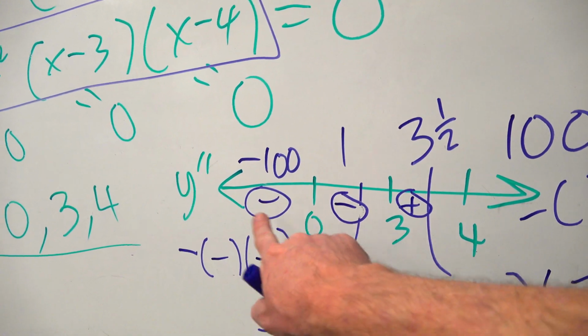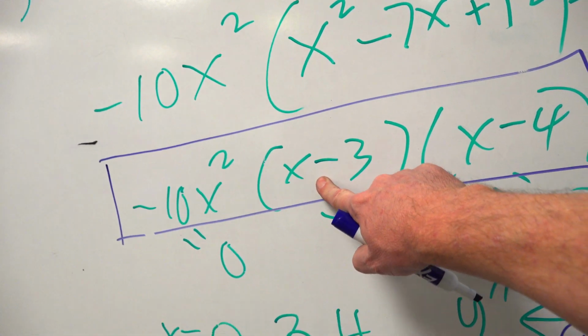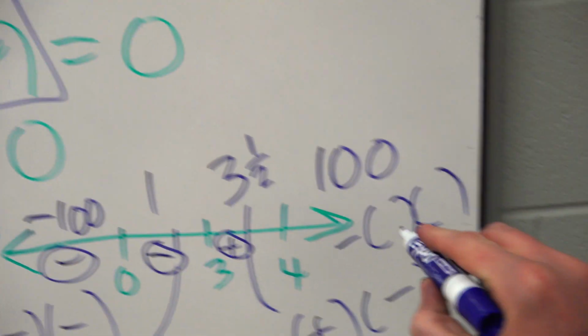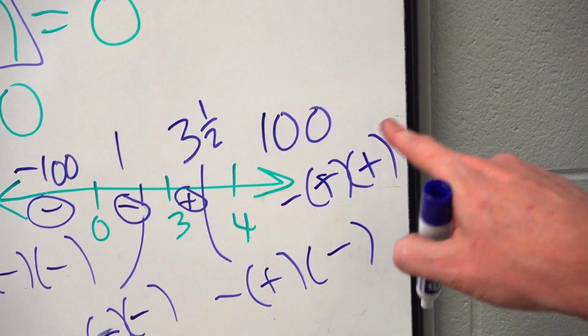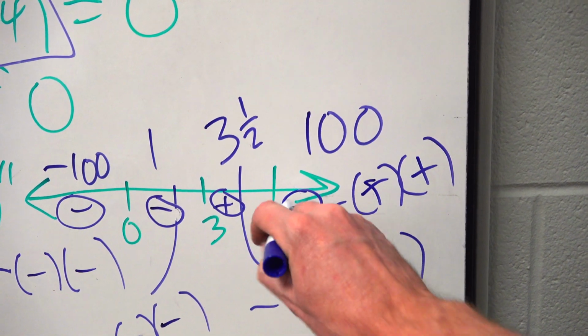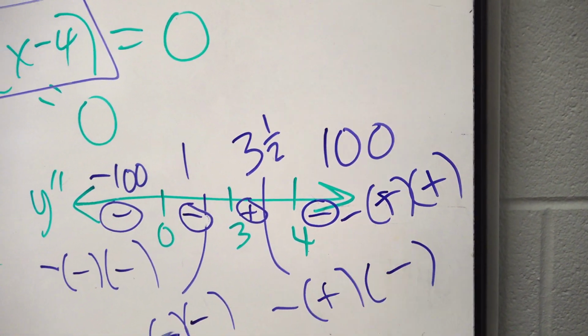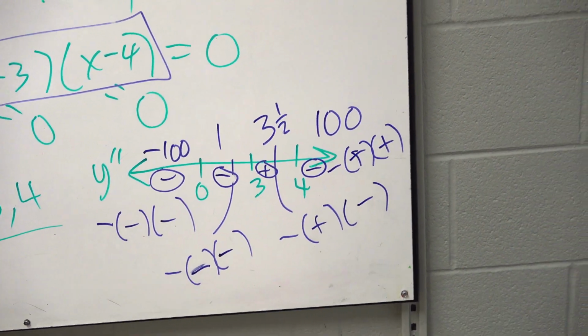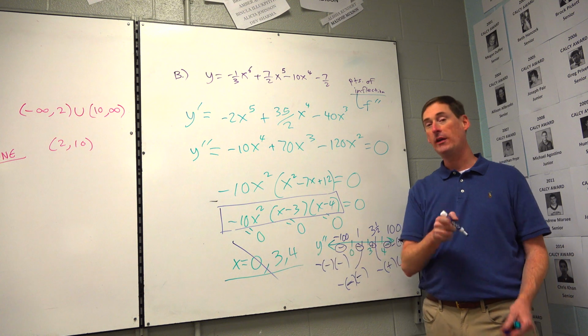That's an imposter. See how the concavity didn't change? And 100 minus 3 is positive, and 100 minus 4 is positive. Plus, plus, minus times a plus times a plus is a minus. Oh, concave up to concave down. 4 is also an inflection point. So we discovered that x equals 0 was a fake. 3 and 4 were the real inflection points.